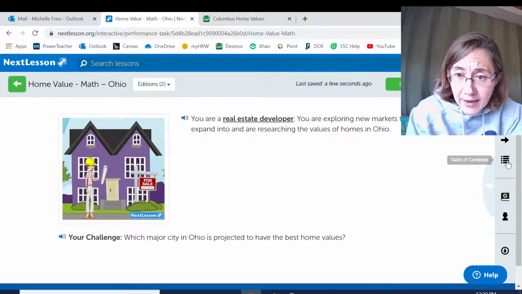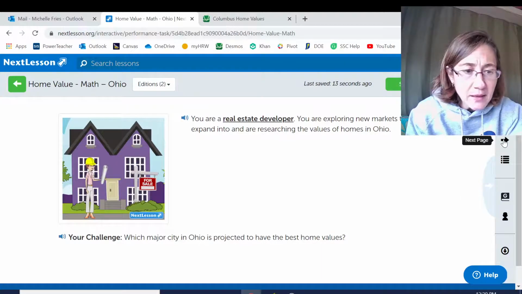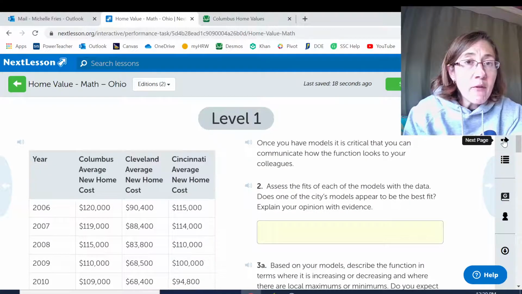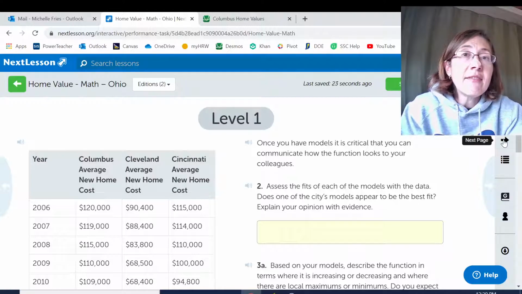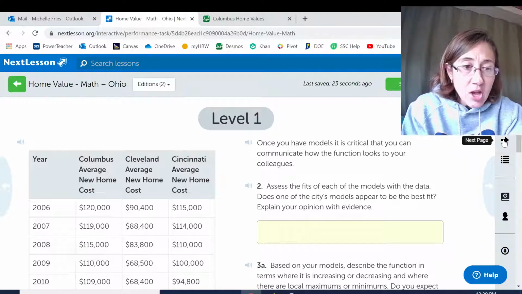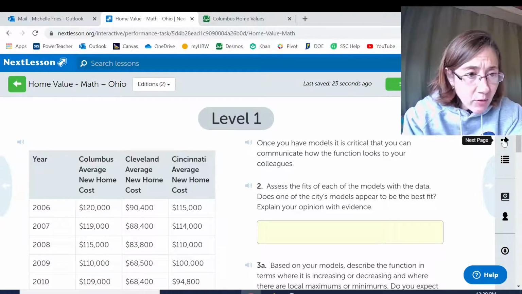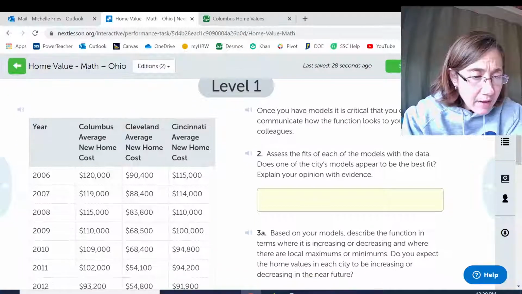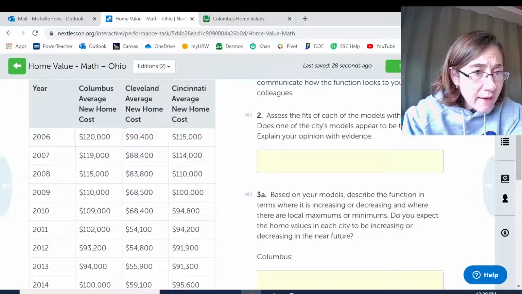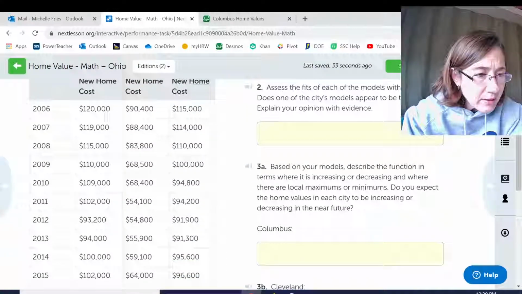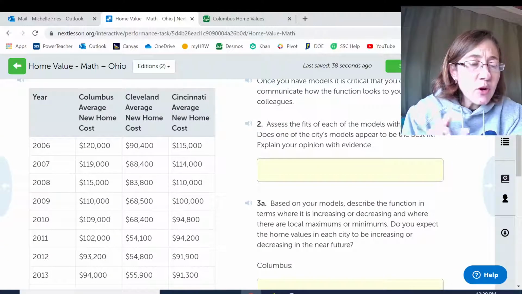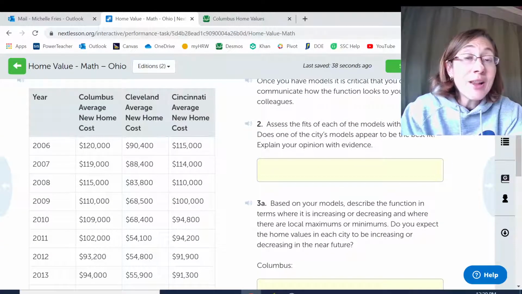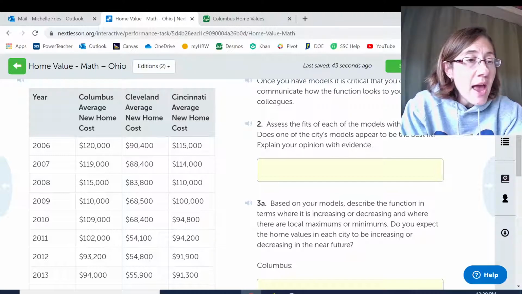So now the navigation buttons are here along the side. I'm going to hit the next page button so that we can see level 1. We're going to do level 1 on the first day of this activity and level 2 on the second day. What we have here on level 1 is a table of values, and it looks like we have home values from the year 2006 until 2015 for 3 different cities. We have Columbus, Ohio, Cleveland, Ohio, and Cincinnati, Ohio.